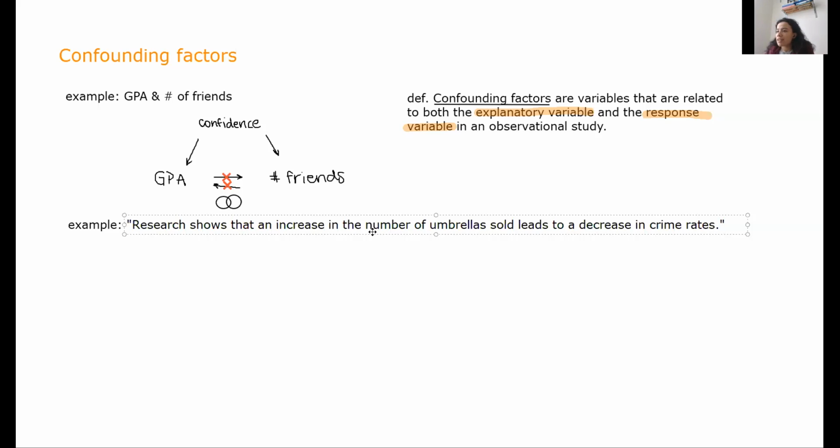Okay, so does anybody have an idea of first what the two variables that are being linked here are? What are the two variables? Umbrellas and crime rates. Okay, so umbrella sales and crime rates, right? So umbrellas and crime rates.